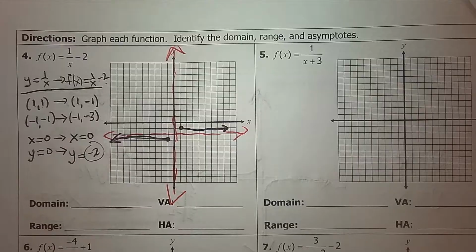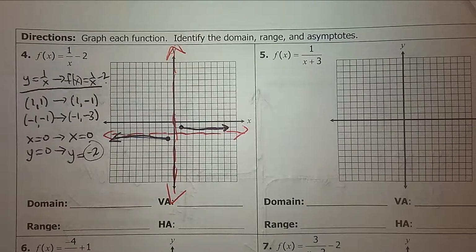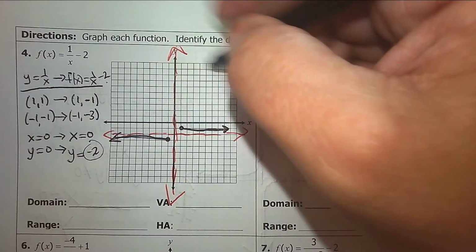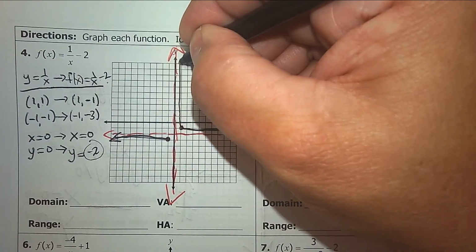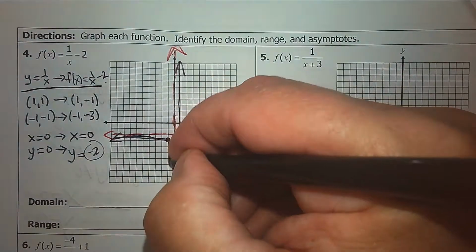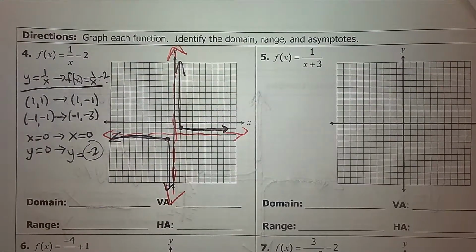And then, what's the behavior at the vertical asymptote? It's either going to go to infinity or negative infinity. So the one on the top right is going to infinity, and the one on the bottom left is going to negative infinity, and you just graphed a reciprocal function.